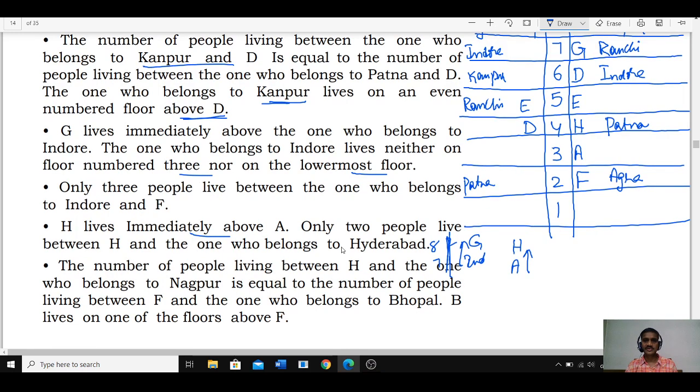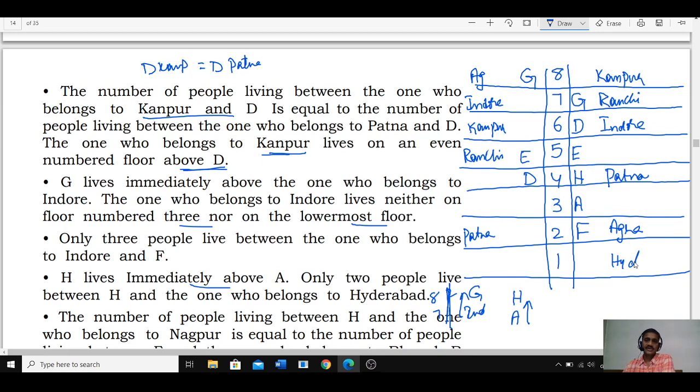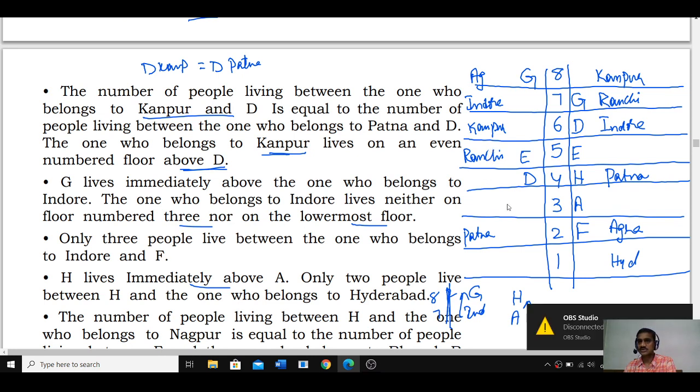Only 2 people between H and Hyderabad. ఇక్కడ మనకి H and A తీసుకుంటే 2 people between H and Hyderabad, ఇక్కడ హైదరాబాద్ ఉంది. ఇక్కడ H and A తీసుకుంటే 2 people between H and Hyderabad నాట్ పాసిబుల్, అవునా కదా? ఇక్కడ H ఉంది అనుకుంటే హైదరాబాద్ ఇక్కడ రావాలి, నాట్ పాసిబుల్.